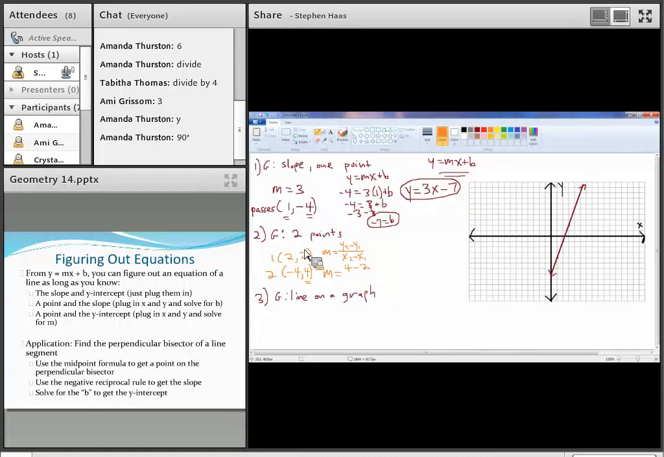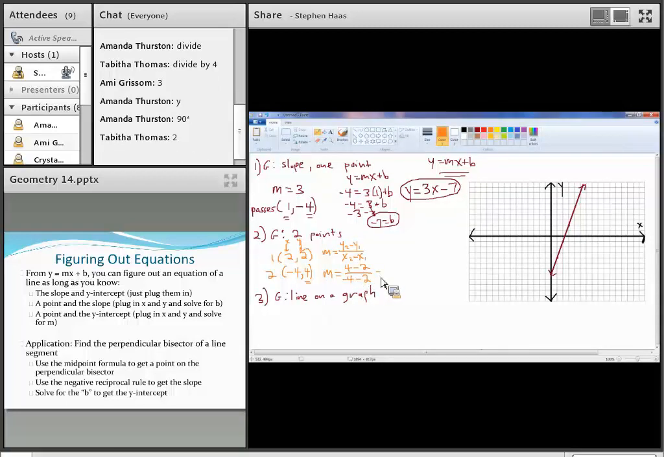is 2. These are the y values, the one on the right side. The x values are on this side. Divided by our second x value, which is negative 4, minus our first x value, which is 2. So this is 4 minus 2, which is 2, divided by negative 4 minus 2, which is negative 6.